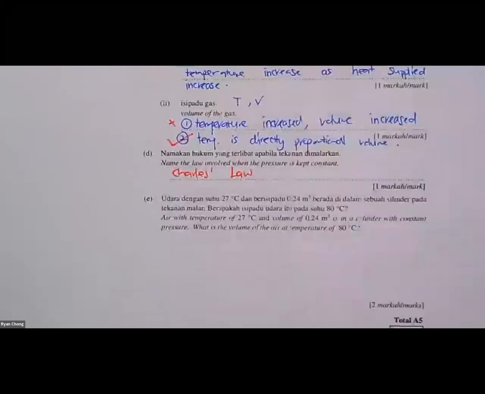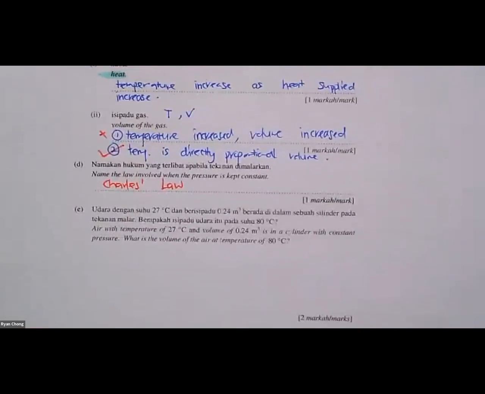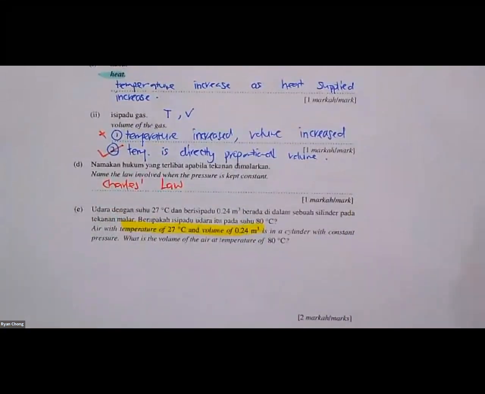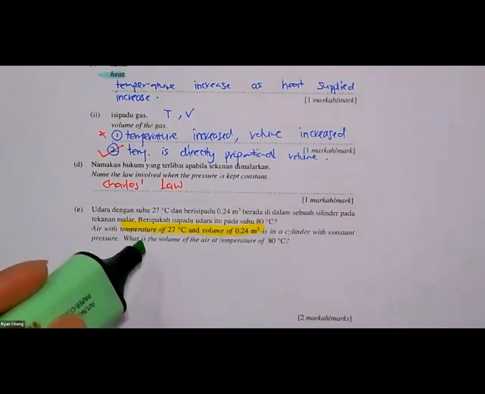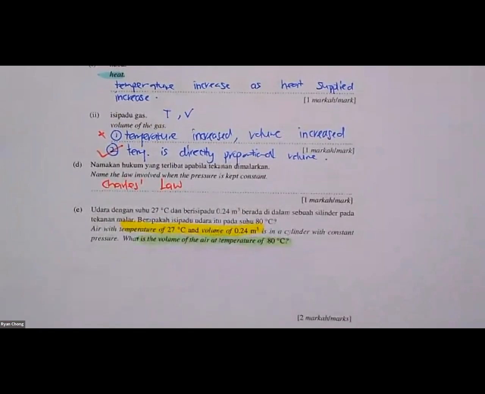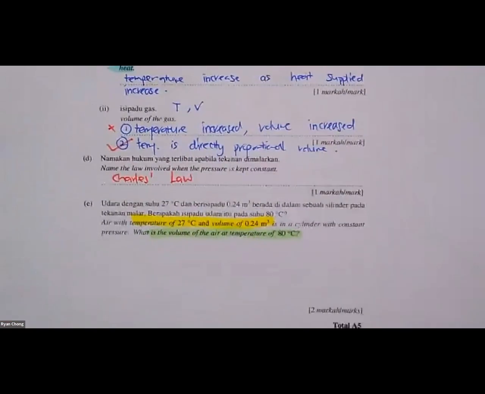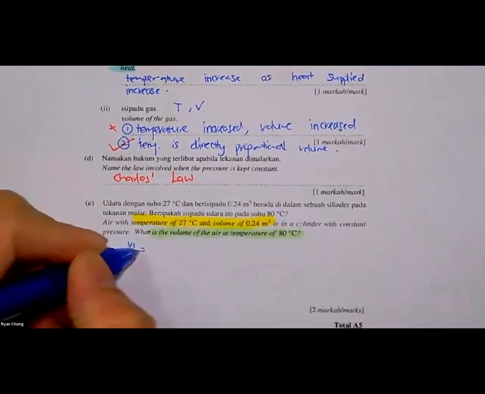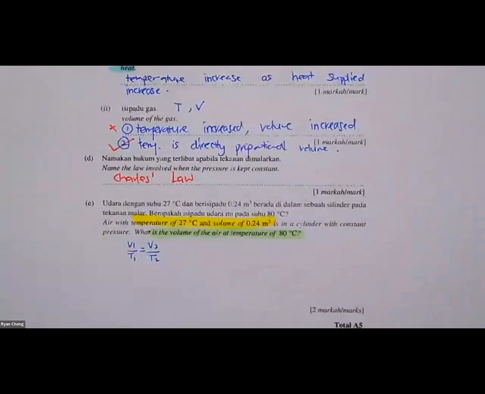So calculations. A gas with temperature 27 degrees has a volume of 0.24 meter cube. What's the volume for 80 degrees Celsius? This is Charles' law, so we will use V1/T1 equal to V2/T2.